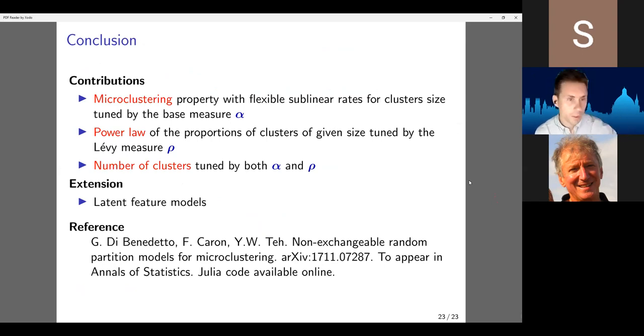Presenting a model of non-exchangeable random partition, with the so-called microclustering property, where you can have flexible sublinear growth for the size of the cluster, which is completely tuned by the base measure alpha, and you can get any sublinear rate. For this class of model, we can characterize the power law behavior of the proportion of clusters of a given size, and this is completely tuned by the properties of the Levy measure rho, in particular the behavior of the measure at zero.